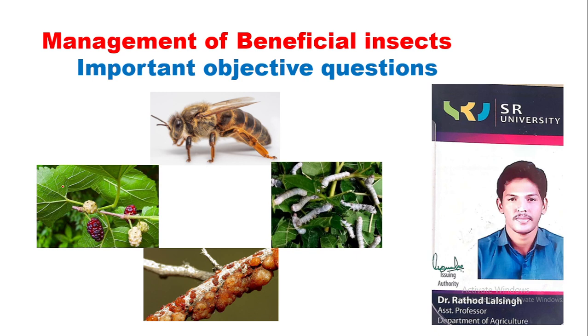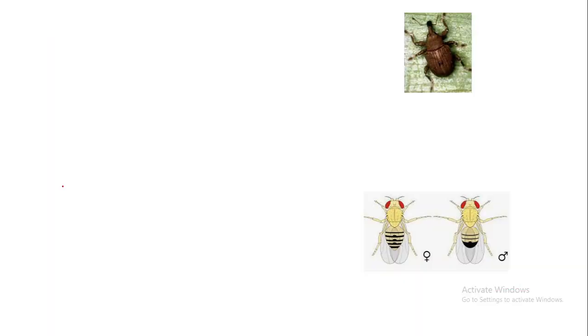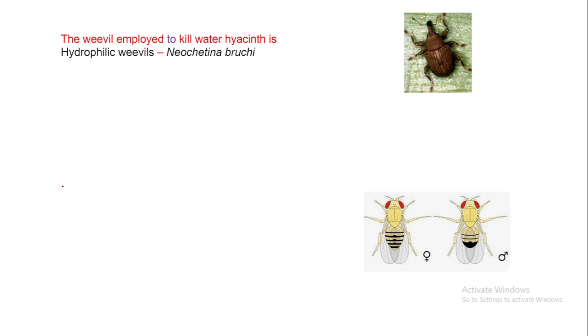In this session, we are going to discuss important objective questions from the Management of Beneficial Insects course. The first question is: the weevil employed to kill water hyacinth, that is, hydrophilic weevil, is Neochetina bruchi.